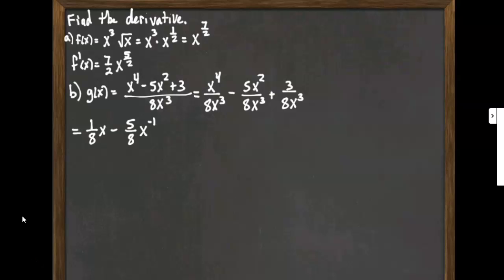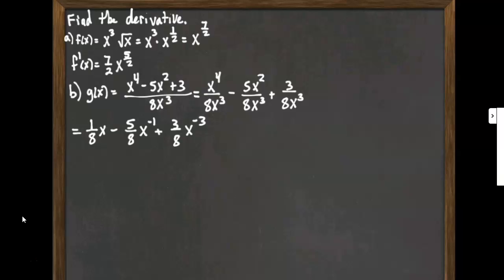And because we're interested in doing the derivative, we do want to write that with a negative exponent as opposed to 5 over 8x. And then lastly, 3 over 8x to the third, we can write as 3/8, and then the x to the third, we can write as x to the minus third. Now this is set up in the right format so that we can go ahead and start doing the derivative, because now we're ready to do the power rule.